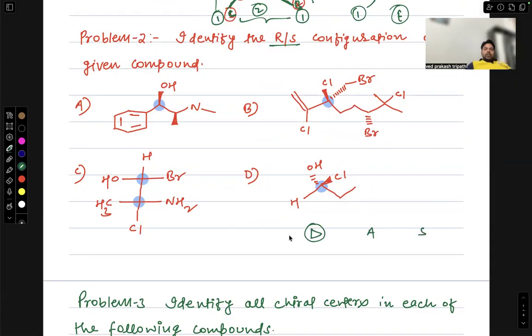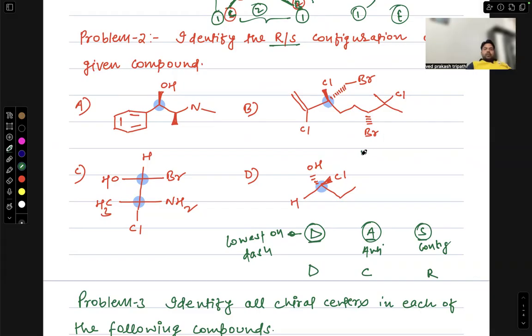D indicates lowest on dash, lowest on dash. A indicates anti-clock and S would be configuration. So if lowest on dash, moment anti-clock, configuration is S, it means dash clock would be R. Clear? Similarly, we can apply for wedge as well.